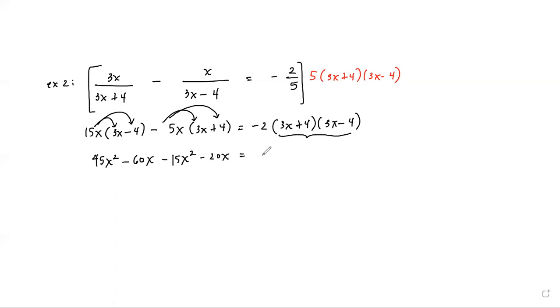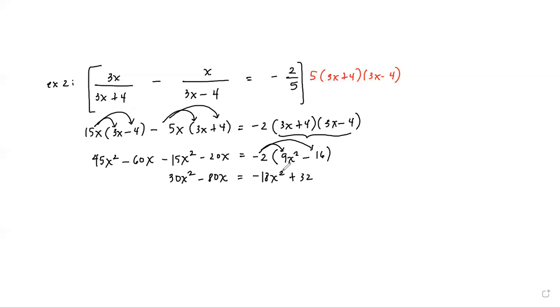And then we get negative 2 times the product of the following, which is a difference of 2 squares. So the 3x squared is 9x squared minus the square of 4, which is 16. So combining like terms on the left side, we get 45x squared minus 15x squared. That's going to be 30x squared. And then negative 60x minus 20x is negative 80x. And then distributing negative 2 to both of these terms, we get negative 18x squared. And then negative 2 times negative 16 is positive 32.